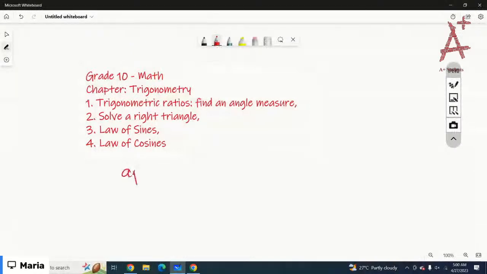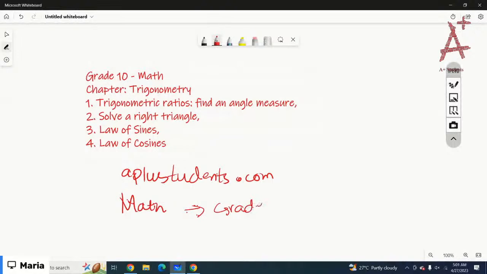You can find all the lessons on aplusstudents.com. You have to log in there using your email address, and the password is provided by the administrator. Then you have to select math from the subject tab, scroll down to grade 10 and then click on view all lessons. There you can find a list of the chapters.